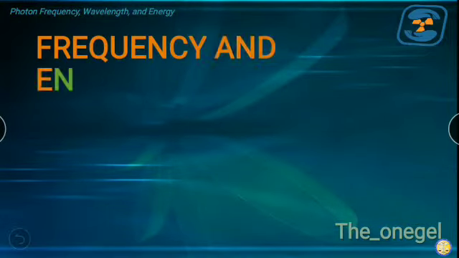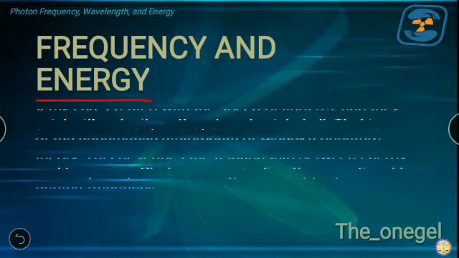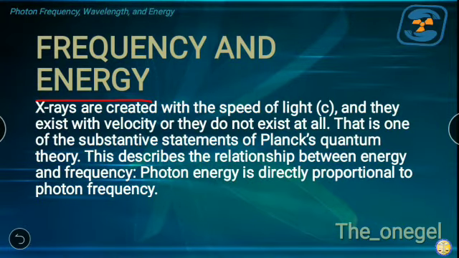Okay, so now let's come to frequency and energy. Dito, papasok na si energy, the third parameter that was discussed in the last module, the electromagnetic spectrum. So, paano nga ba naka-affect yung energy sa frequency or the other way around? Ano yung effect ni frequency sa energy ng photon? So, X-rays are created with the speed of light. Diba? Sabi nga natin kanina, velocity. And they exist with velocity or do not exist at all.